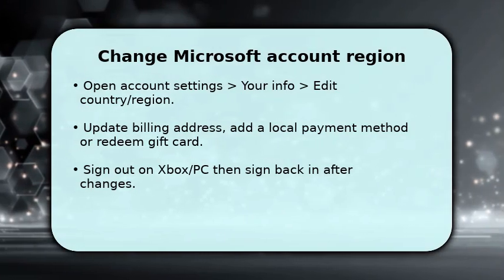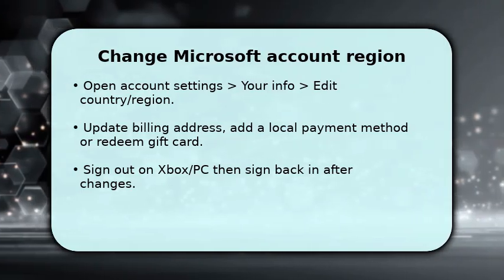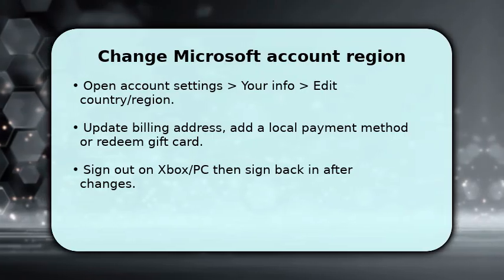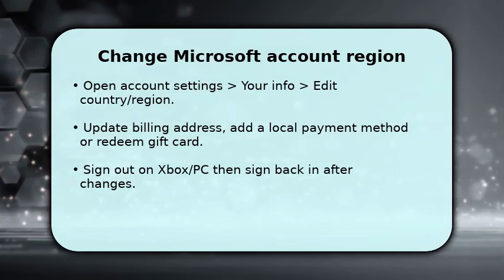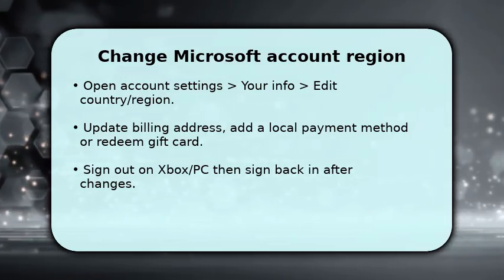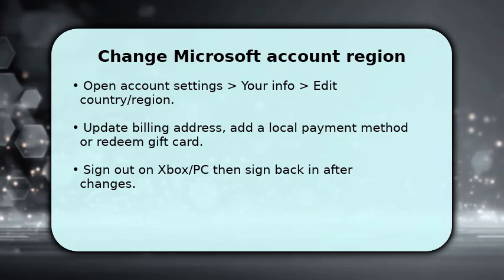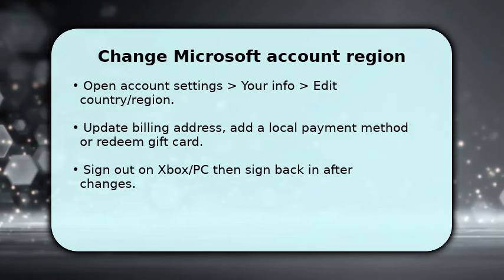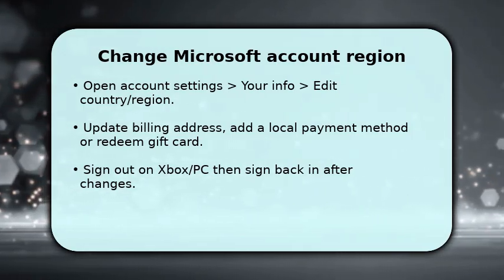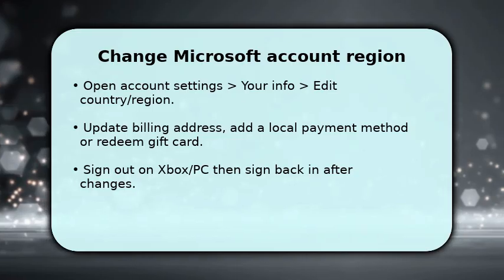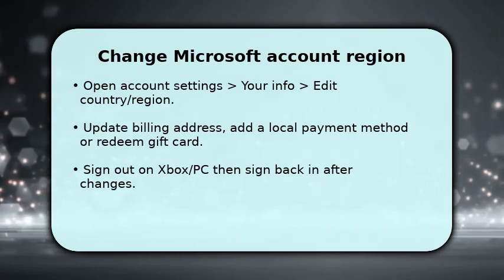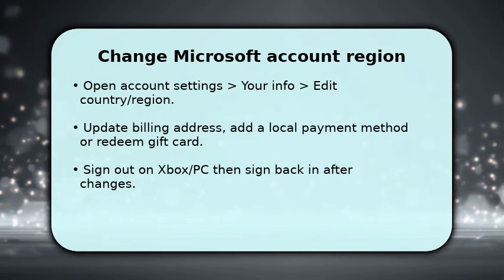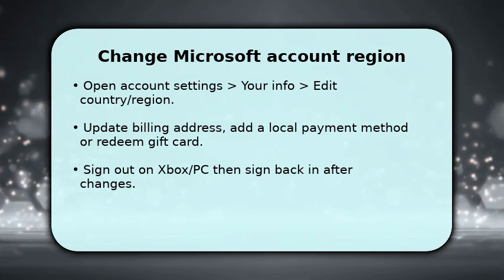Next, change the Microsoft account country. Go to your account settings to edit country/region, then add a matching billing address. After that, add a local payment method or immediately redeem a region-specific gift card to validate the new country. Once the account shows the new region, sign out of your Xbox console or Windows Xbox app and sign back in. This forces services to refresh. Make sure to save receipts and double-check the billing address exactly, as the payment method requires, to avoid rejections.